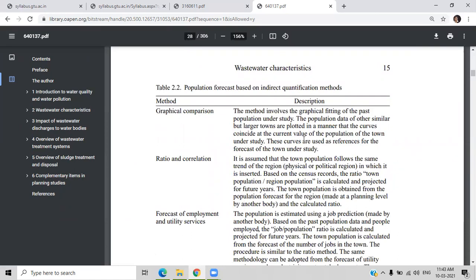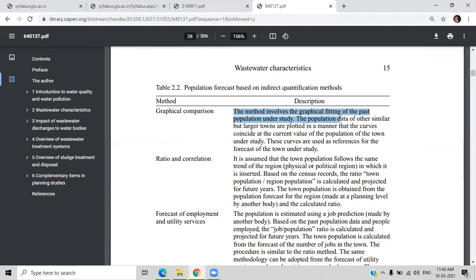So there are different kinds of population forecasting methods, and we are going to discuss how each will work and what kind of data sets are required. The first one is graphical comparison. The method involves the graphical fitting of the past population of the town under study. The population data of other similar but larger towns are plotted in such a manner that the curves coincide at the current population value of the town under study. This curve is used as a reference for the forecast of the town under study.